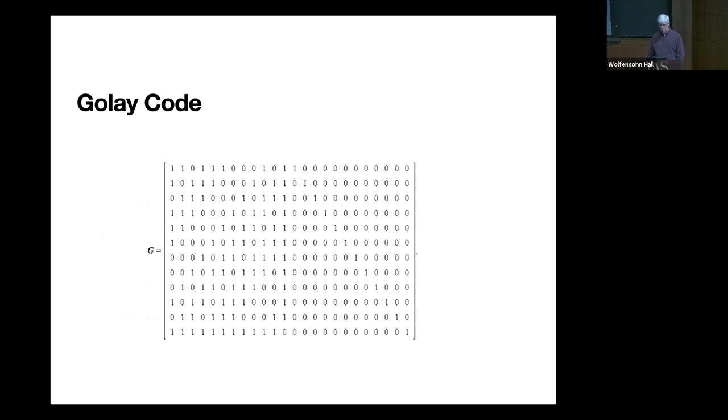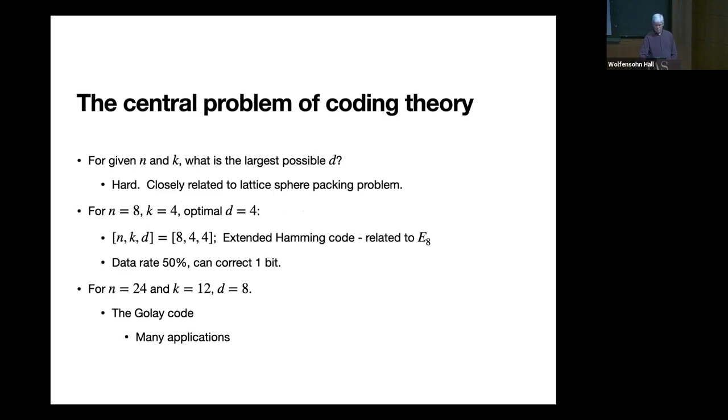Here's the Golay code. This is the 12 by 24 matrix whose rows are the basis vectors of the code subspace in R24. So it can correct 3 bits? Huh? It can correct 3 bits? It can correct 3 bits, 8 minus 1 over 2. Yeah, greatest integer. Exactly. Actually, going back to the Hamming code, that can only correct 1 bit, so it doesn't do any better than our repetition code, but it does have a much better data rate, K over N.